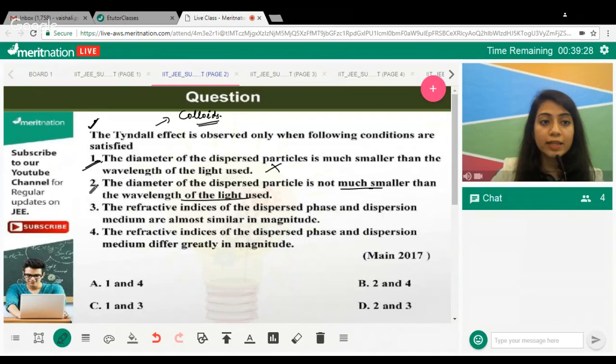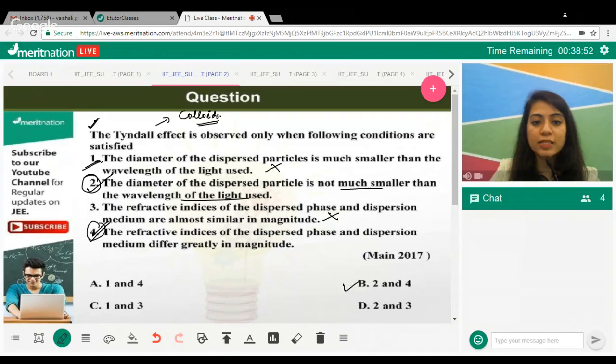So here, the diameter not being much smaller than the wavelength of the light is the necessary condition. Next, the refractive indices of the dispersed phase and dispersion medium are almost similar in magnitude. Is it right or wrong? They shouldn't be similar in magnitude. If they are almost similar, then diffraction is not going to take place. So there should be a difference; they should differ greatly in magnitude. Options 2 and 4 are correct, so the answer here would be 2 and 4, that is option B.